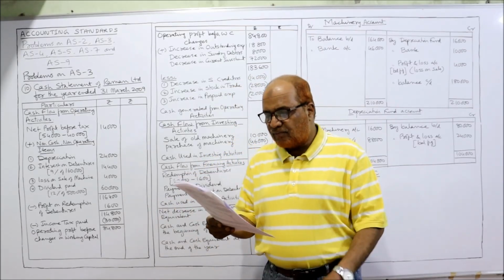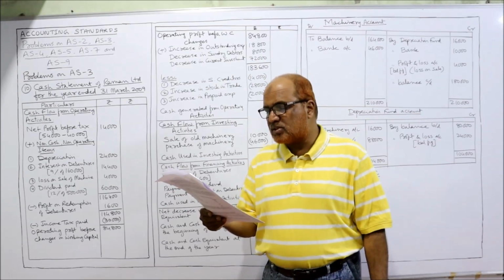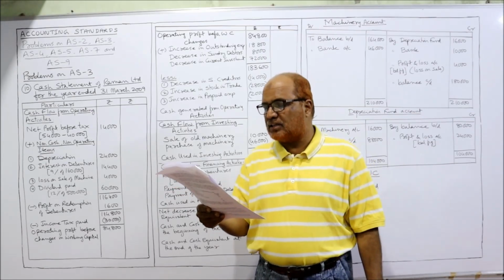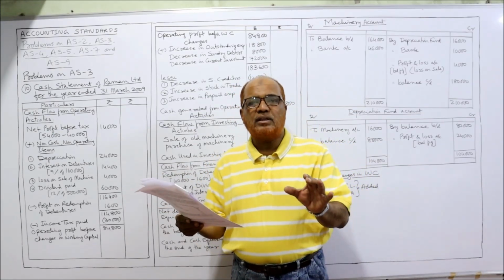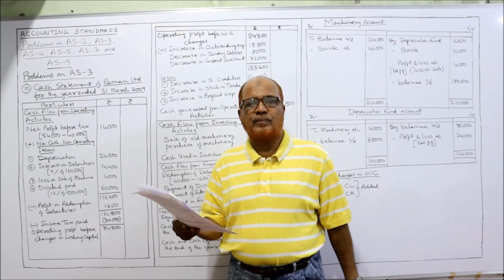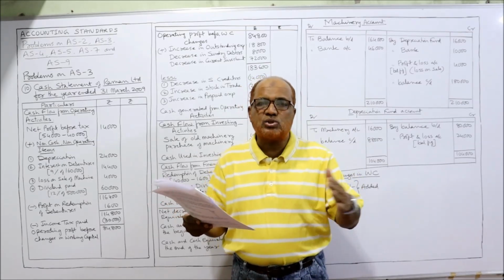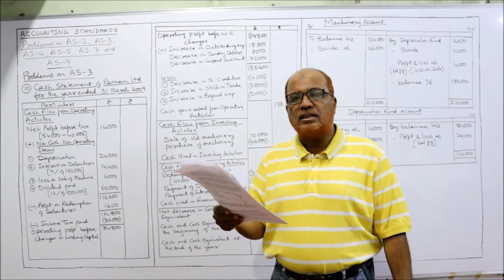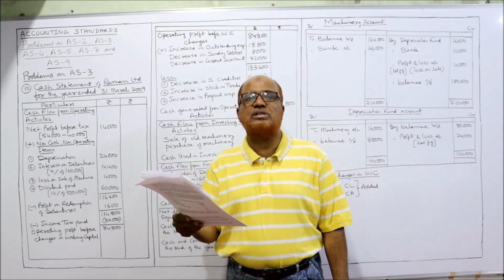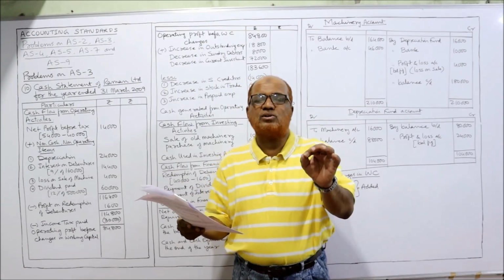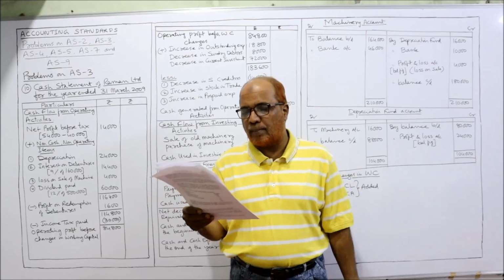Now, the following information is furnished. One old machinery which has an original cost of 30,000 was sold for 10,000. So during the year, one machinery was sold. The original cost of the machine was 30,000 and it is sold for rupees 10,000. The accumulated depreciation in respect of the said machinery amounts to 16,000. So 16,000 is the accumulated depreciation on that machine which was sold.